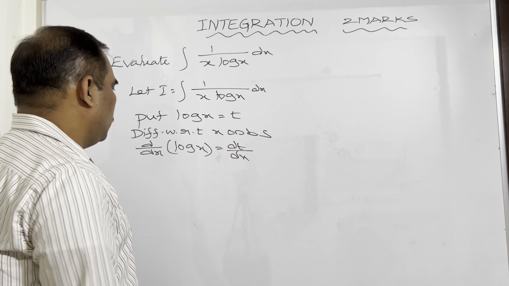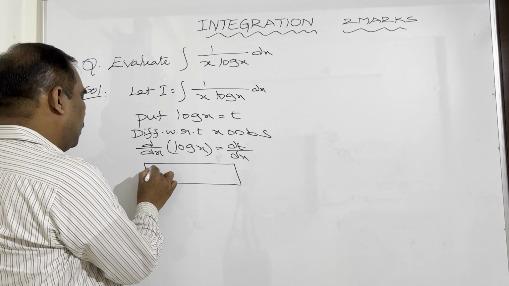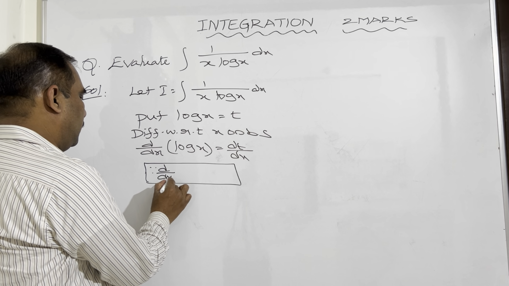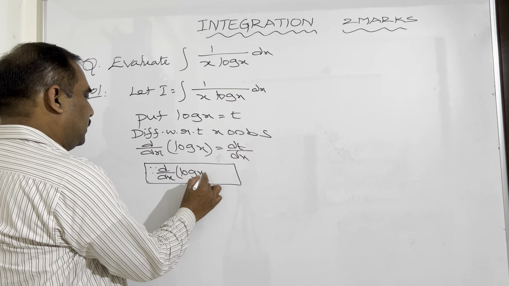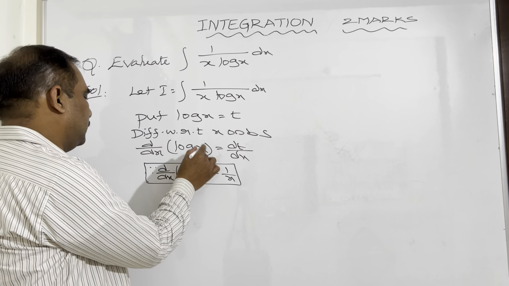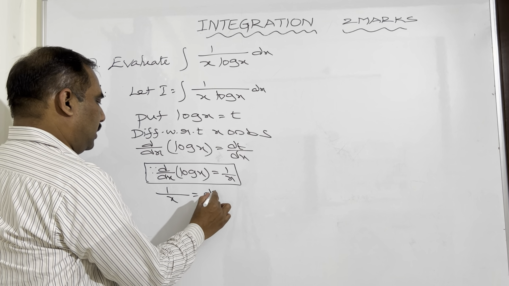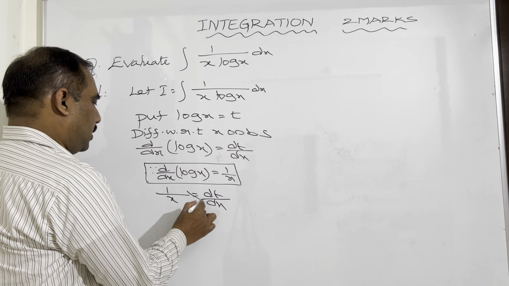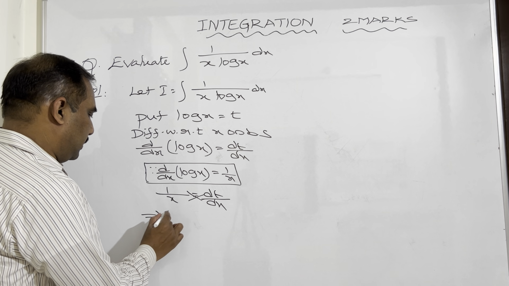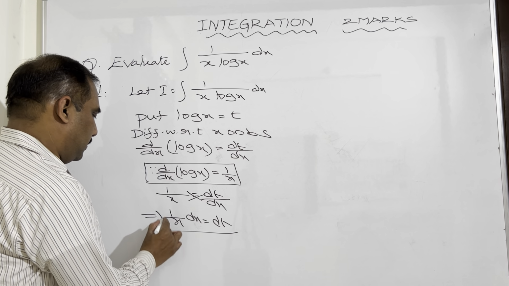Now we know the derivative of log x. What is the derivative of log x here? We know that the derivative of log x is equal to 1 by x. So that can be written as 1 by x is equal to dt by dx. By cross multiplication, it can be written as 1 by x into dx is equal to dt.